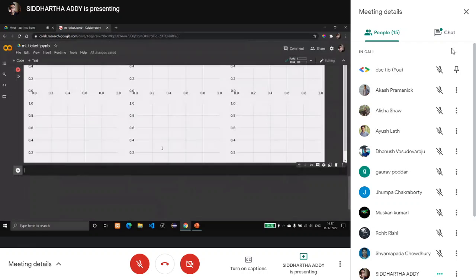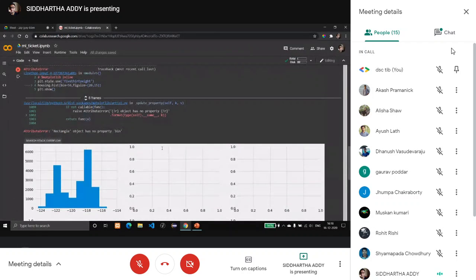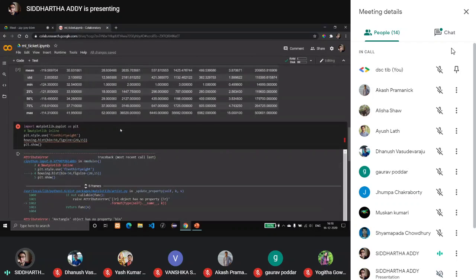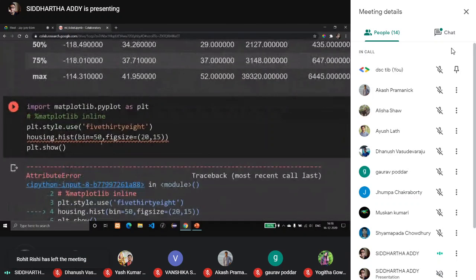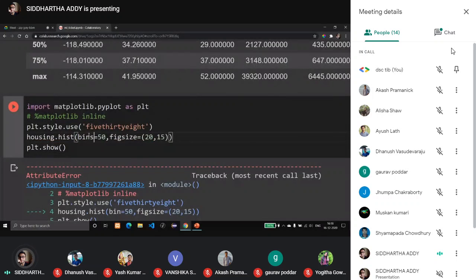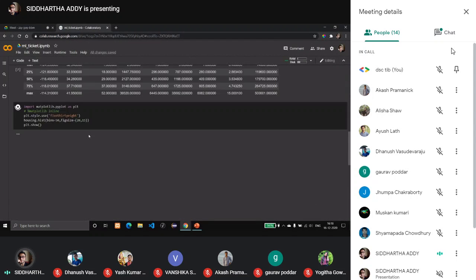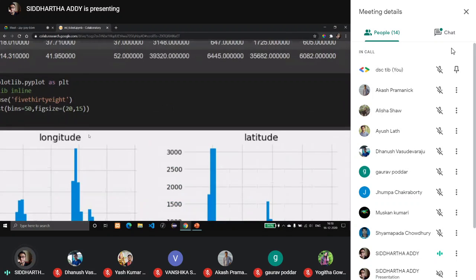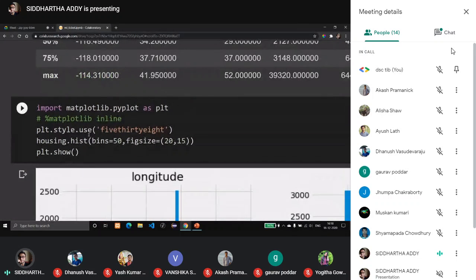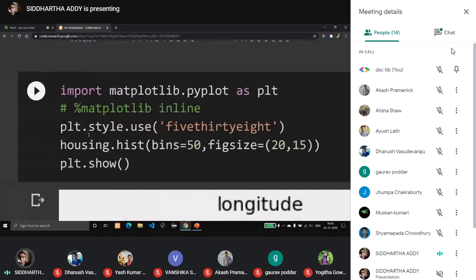Okay, we have a problem. We have our first error. What is this? Rectangle objects has no property bin. Let's see what we can do about it. Okay, it's not bin, it's bins. I guess that solves the problem. Yeah. Okay, I'll give you 30 seconds to write the code by yourself, and by that time, I'm going to explain the few lines that I've written.